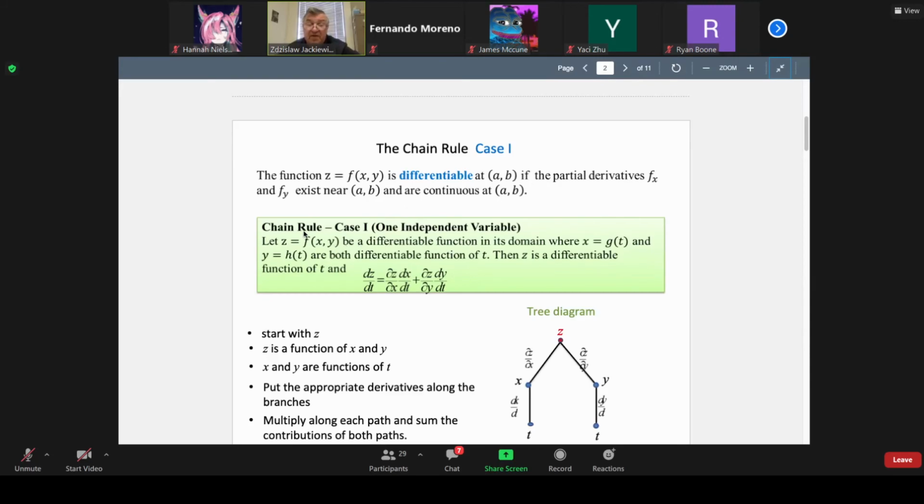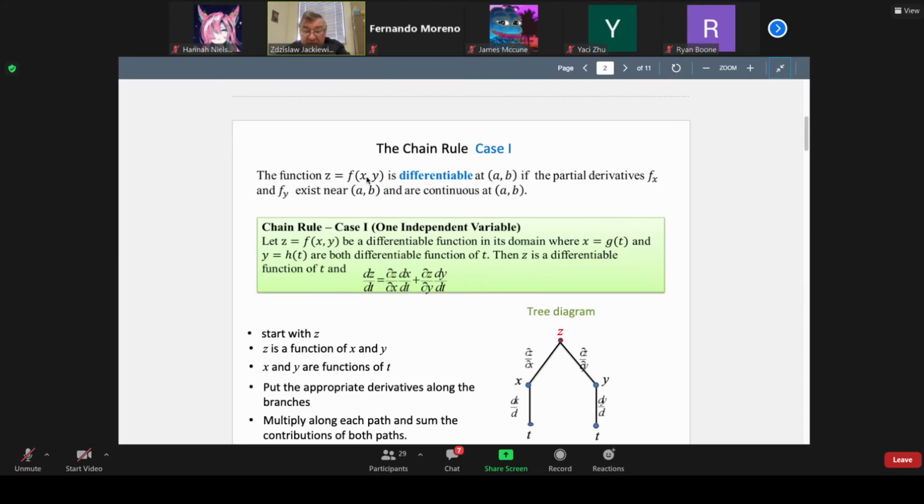And then, if you assume that x is a function of another parameter t, and y is a function of parameter t, so x is some function g of t, and y is some function h of t. Of course, if you substitute here, you will get that z is f of x of t, y of t. z will be a function of one variable, but it's defined in this complicated way.